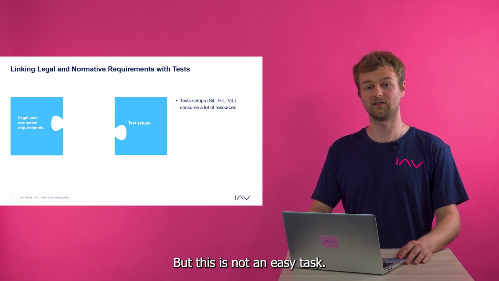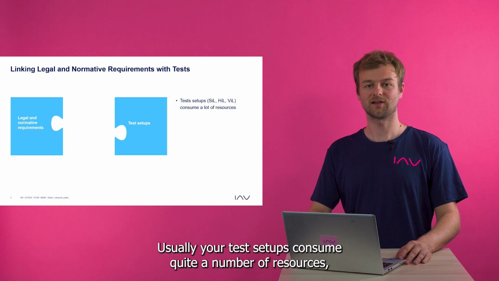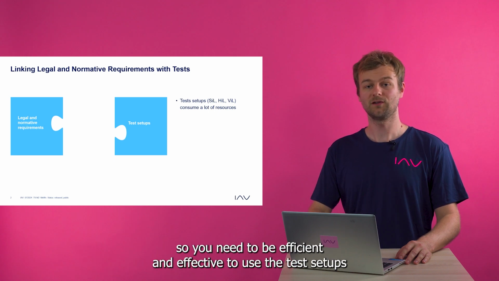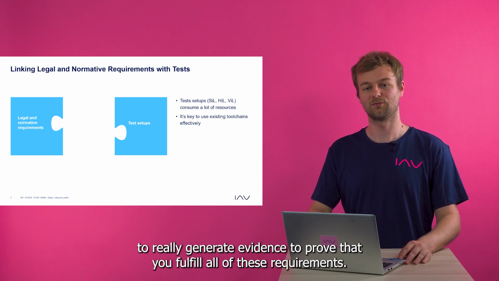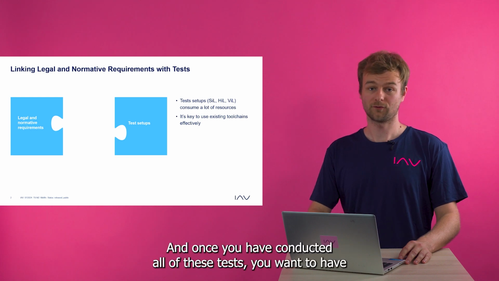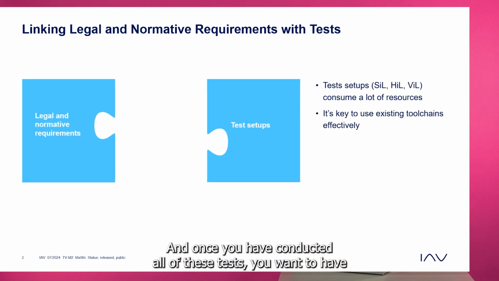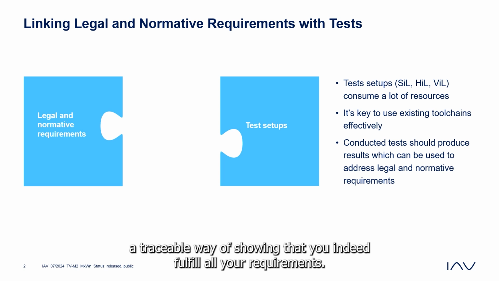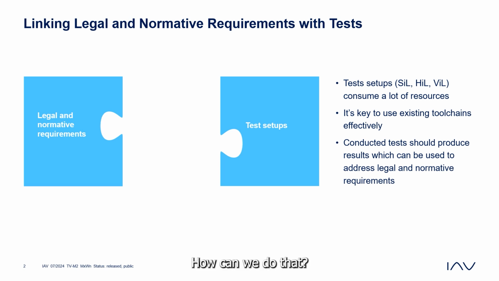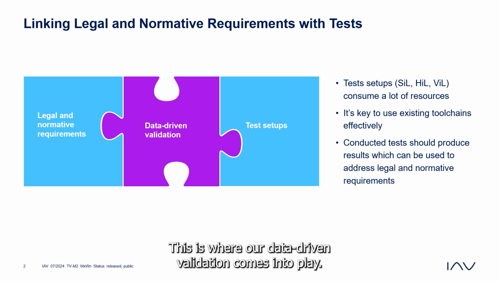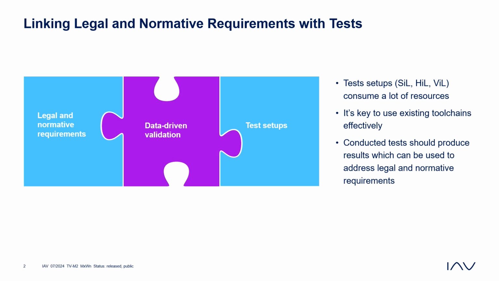But this is not an easy task. Usually, your test setups consume quite a number of resources. So you need to be efficient and effective to use the test setups to really generate evidence to prove that you fulfill all of these requirements. And once you have conducted all of these tests, you want to have a traceable way of showing that you indeed fulfill all your requirements. How can we do that? This is where our data-driven validation comes into play.